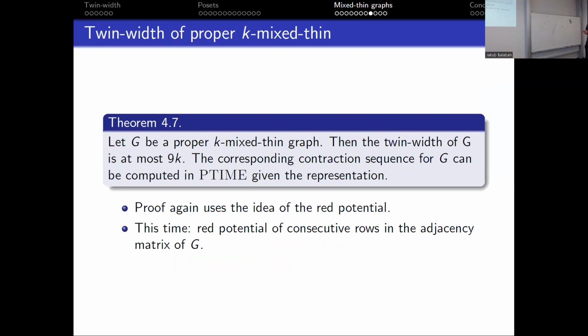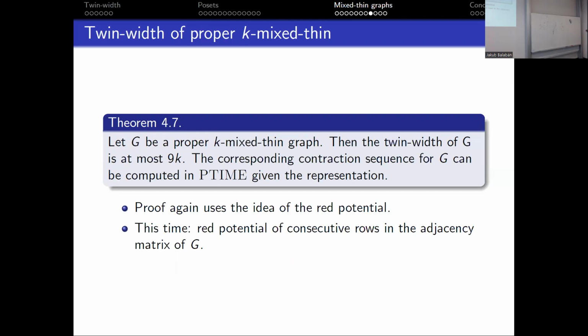This result says that proper k-mixed-in graphs have twin width at most 9k. Again, I didn't mention it in the case of posets, but it was an algorithmic result that we can find the contraction sequence efficiently, in polynomial time, and it's the same case here. But we must be given the representation, using this partition, these intervals and these orderings. Without the representation, if someone just tells us this graph is 5-mixed-in, then we cannot. We must be given the representation for the algorithm.